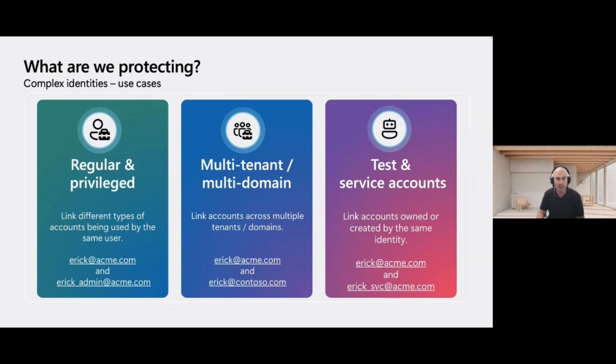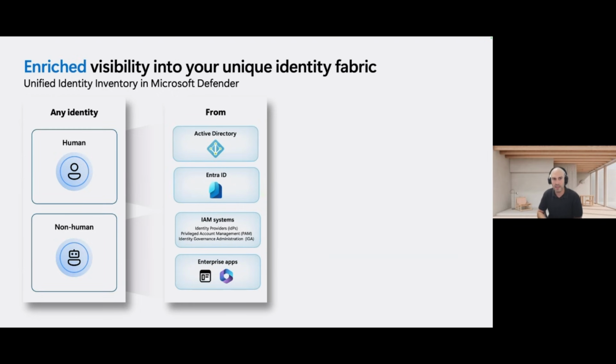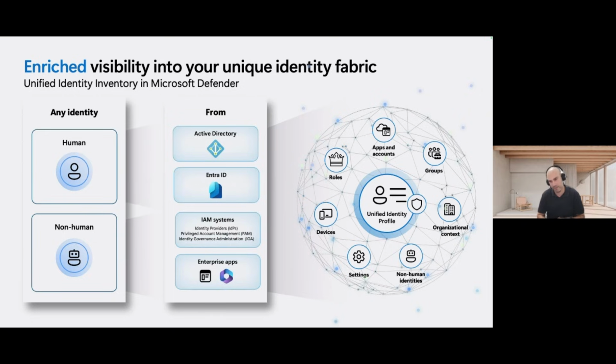Our protection actually starts with the unified identity inventory. With the unified identity inventory, we first want to have a single pane of glass view into every identity across the organization, coming from any kind of source, like mentioned before: Active Directory, Entra ID, IAM systems like Okta, and enterprise applications like M365. The unified identity inventory should provide you a single pane of glass into identities on two levels. One, it should show you all the identities across the different systems in one place.